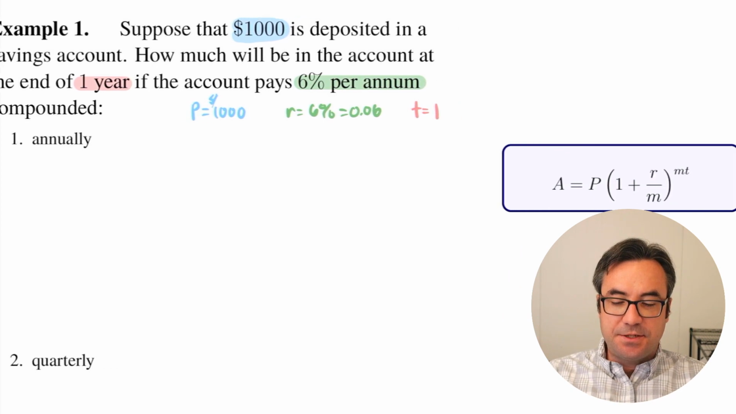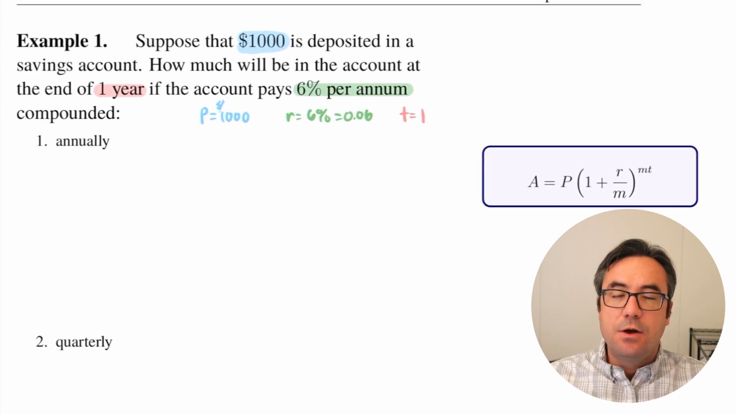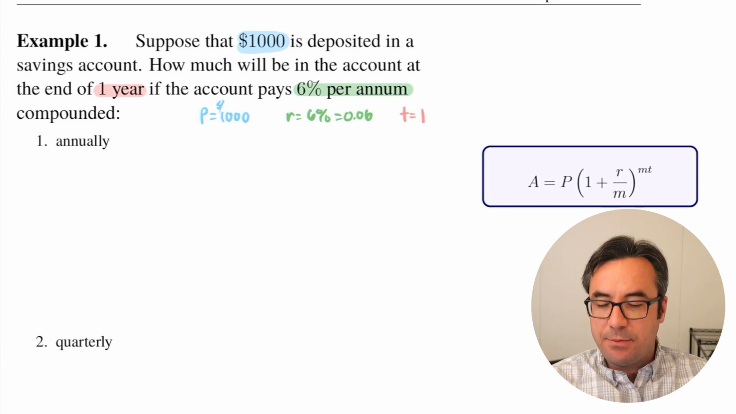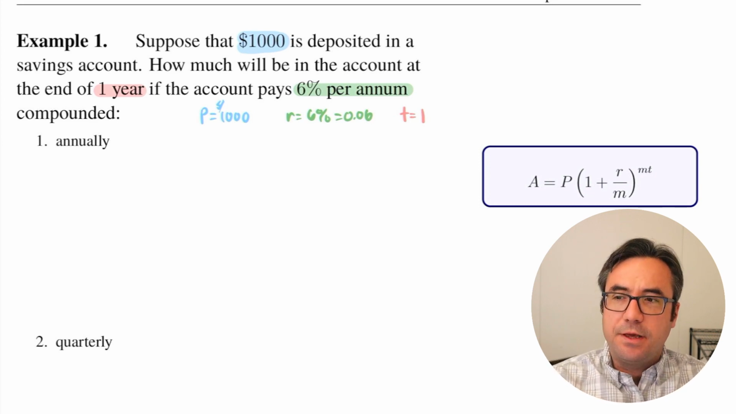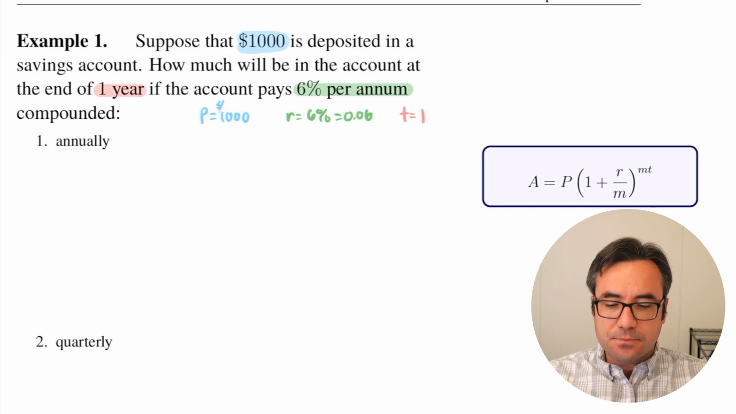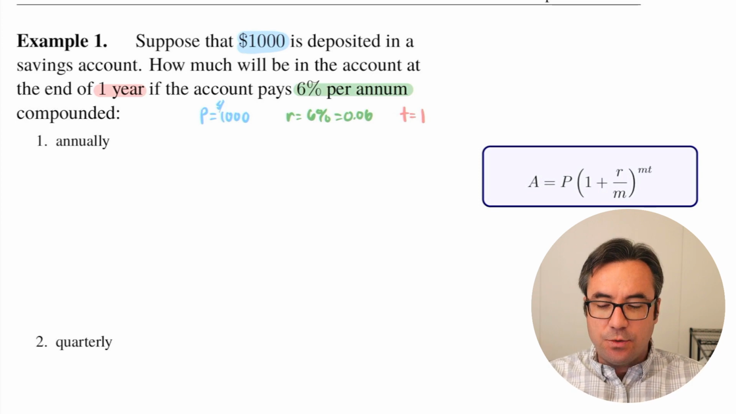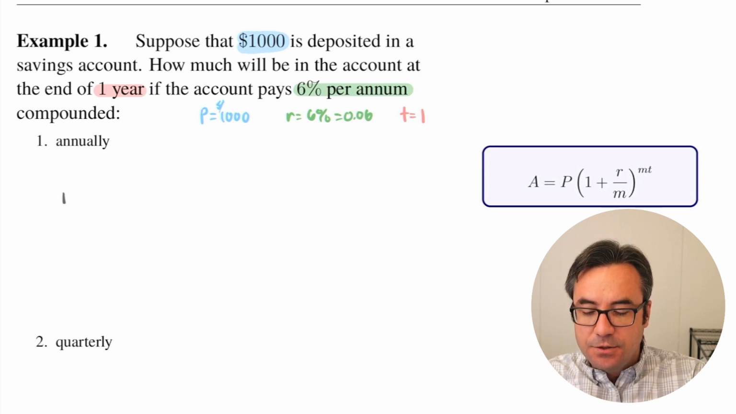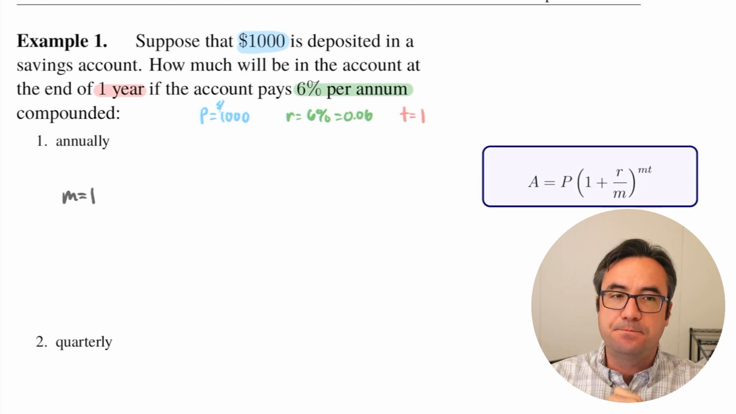All right, so let's see what happens with a different compounding schedule. And we'll probably do annually and quarterly, and then we'll try out some other ones in class. So let's look at annually. And what this means is the bank is going to pay us interest one time during the course of the year. So M is going to be 1.